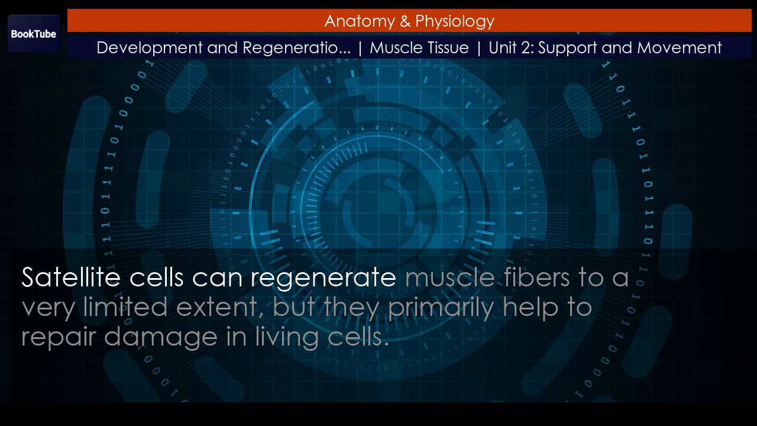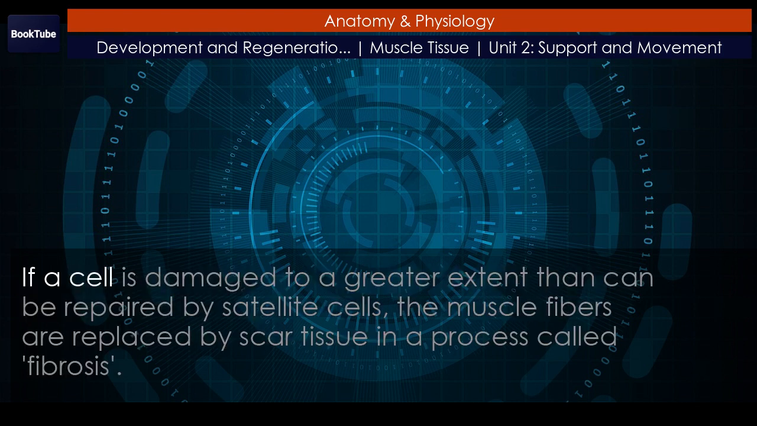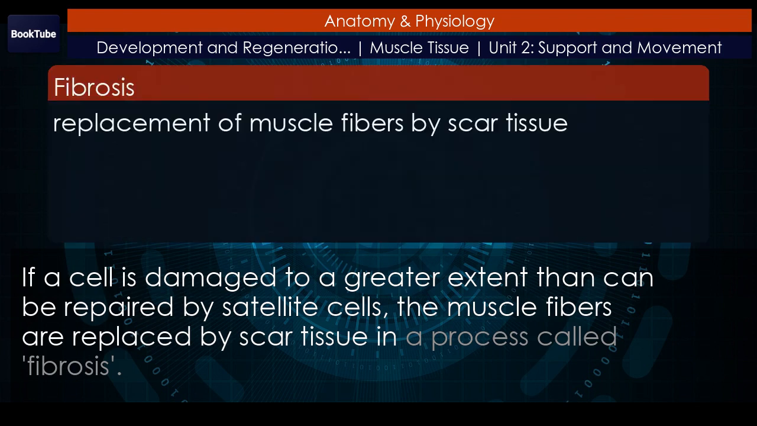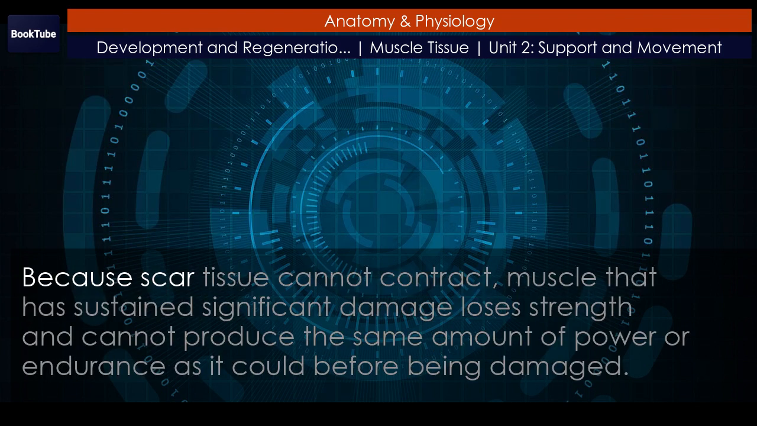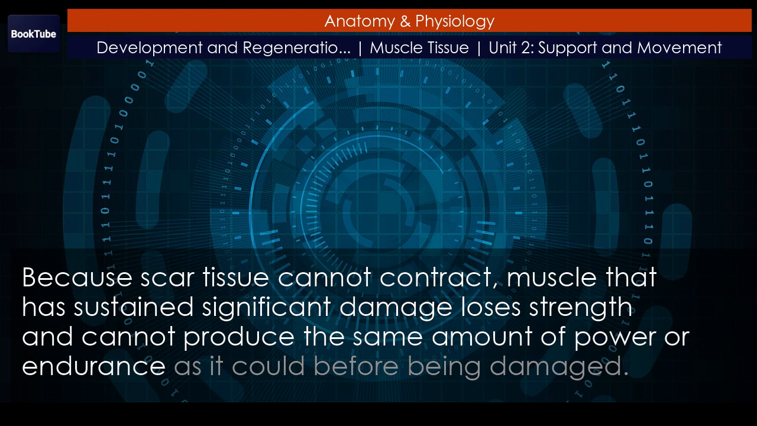Satellite cells can regenerate muscle fibers to a very limited extent, but they primarily help to repair damage in living cells. If a cell is damaged to a greater extent than can be repaired by satellite cells, the muscle fibers are replaced by scar tissue in a process called fibrosis. Because scar tissue cannot contract, muscle that has sustained significant damage loses strength and cannot produce the same amount of power or endurance as it could before being damaged.